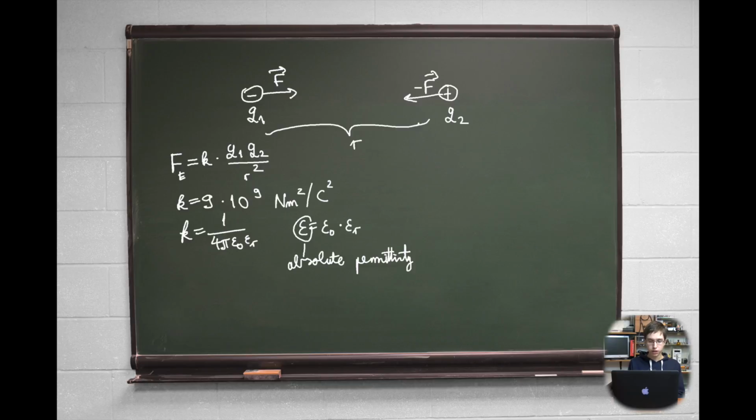By using all of these constants and expressions, we can express the complete formula for Coulomb's law, so that the electrostatic force Fe is K, which is equal to 1 over 4 pi epsilon r epsilon 0, which is actually their product, the absolute permittivity, times Q test charge times source charge big Q over r squared, which is the distance between them.